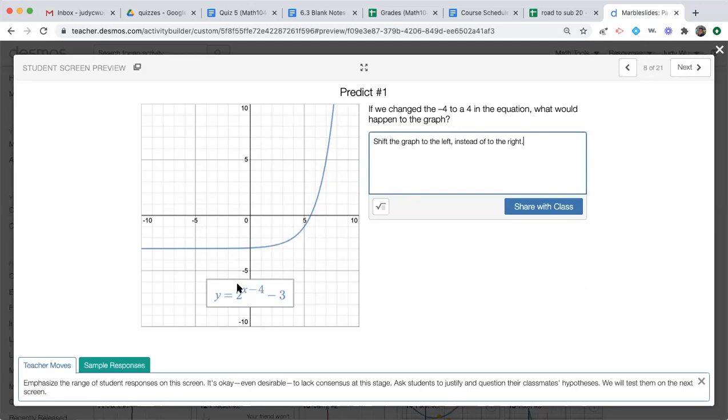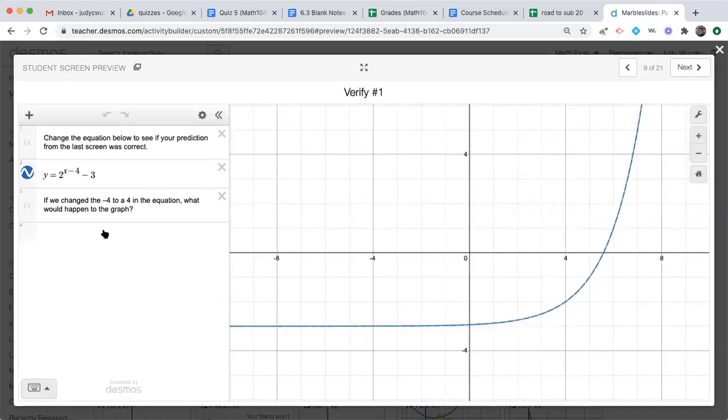So if I change this to x plus 4, those of us who are in Math 116 know that plus 4 moves everything to the left, okay? But then what you'll get on the next slide is verify. So whatever you predicted, let's make that change and see if that's true. I'm gonna change this minus 4 to a plus 4, and it moved the graph 4 units to the left instead of 4 units to the right. The dotted line was what was there originally. The solid line is the one that you made and it should match with your prediction, okay?